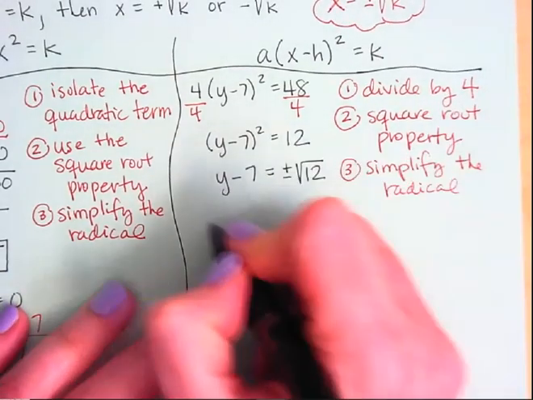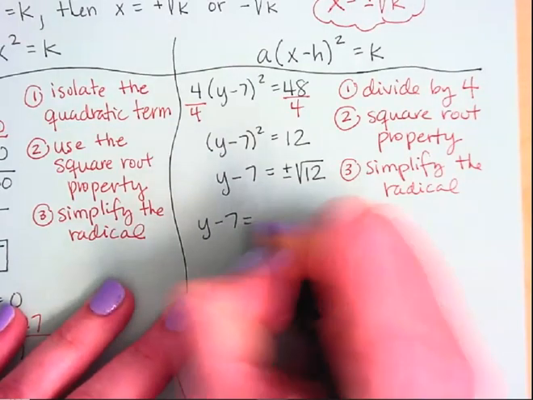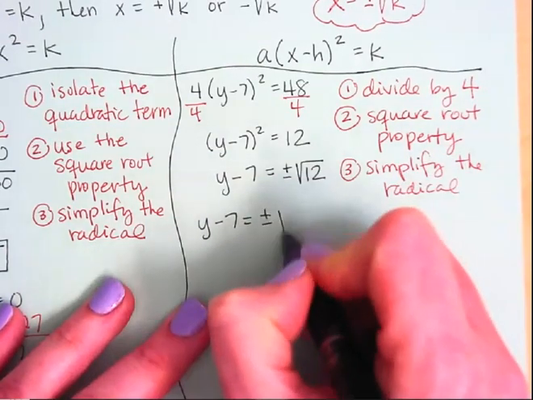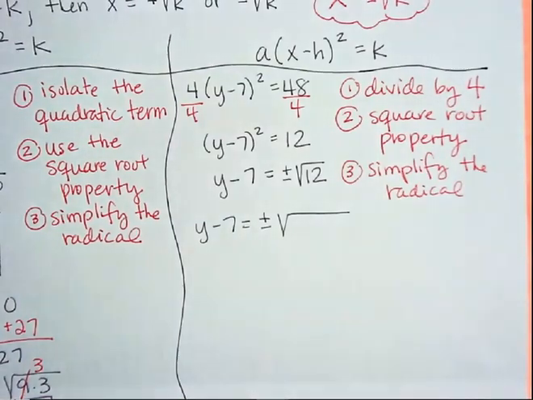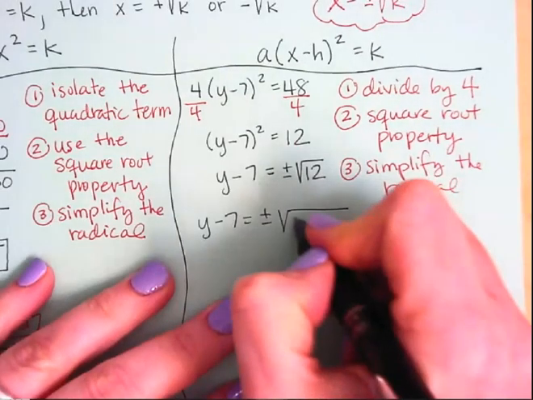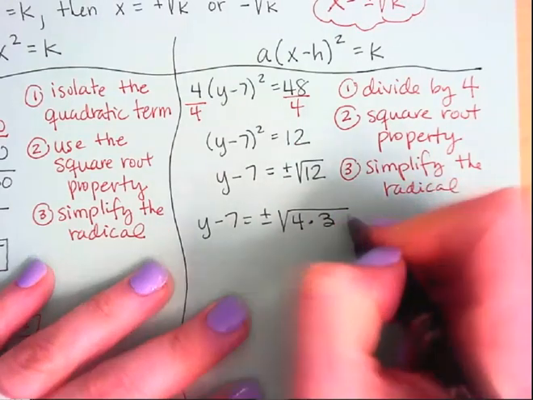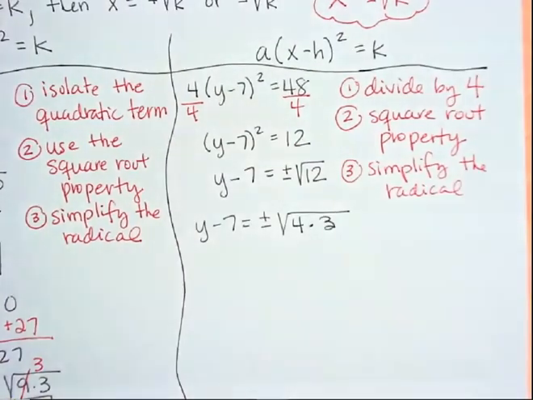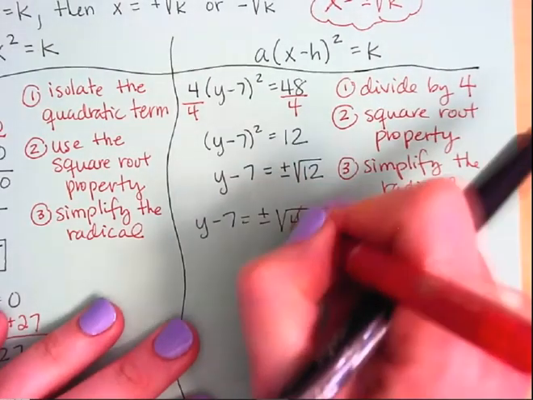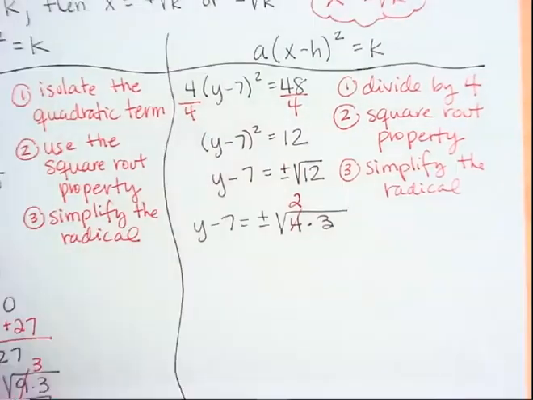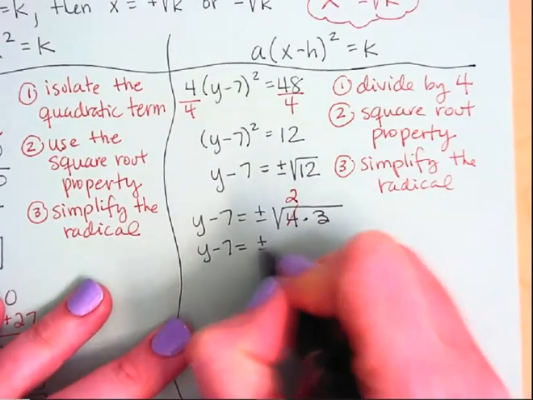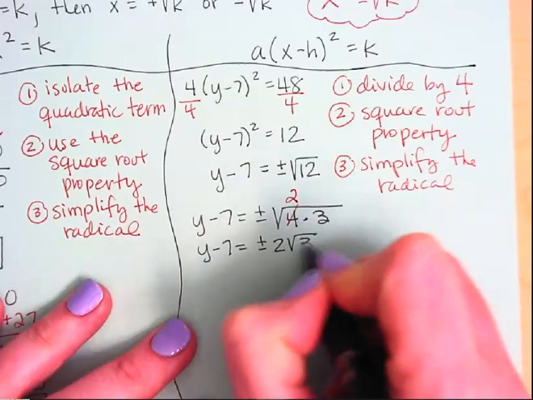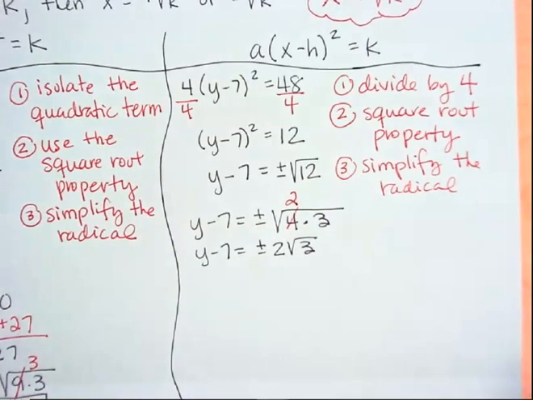So for simplifying the radical, we're going to factor the 12. What perfect square goes into 12? 4. So I'm going to factor this as 4 times 3. You could do 2 times 2 times 3 if you like. So the square root of 4 is 2. And that goes in front of the radical, but after the plus and minus.